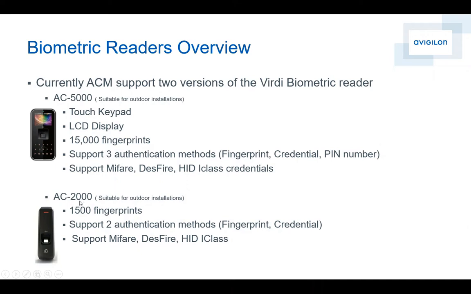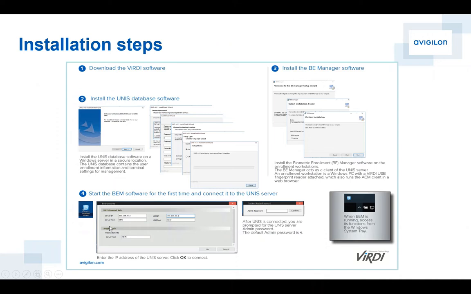The AC2000 is the one that is a little bit more limited, a little bit slower, and has a database of 1,500 fingerprints. You can authenticate in two methods, fingerprint and credential. It also supports the same types of credentials as we've seen in the AC5000. Along with the integration, you also receive software from Virdi that will be installed on that Windows operating system client computer, and that software will provide the integration between Virdi and ACM.